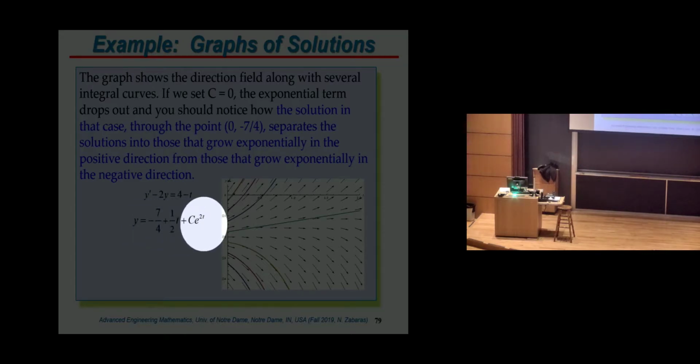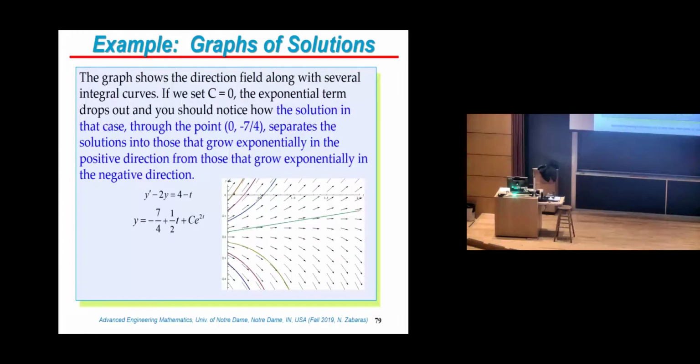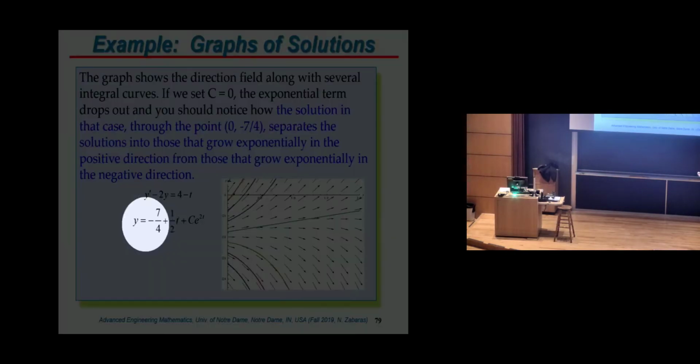For t equal to 0, if c equals 0 here, what will be the value of y? Minus 7 over 4. All right? So if the initial condition is minus 7 over 4, you can immediately see that this coefficient c is 0, and the solution is minus 7 over 4 plus 1/2 t. It's a straight line, right? So again, if the initial condition is minus 7 over 4, then the solution of the ODE is minus 7 over 4 plus 1/2 t.